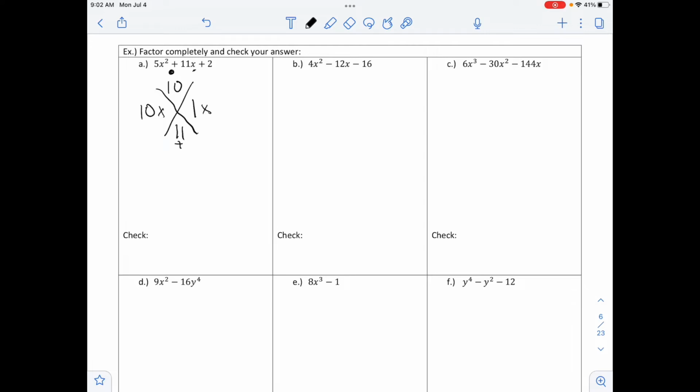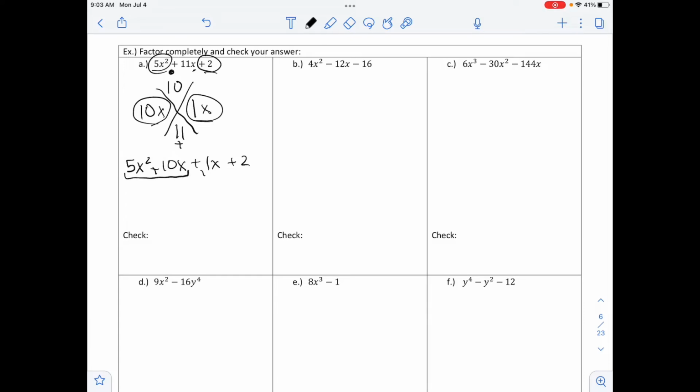So writing this out, I'm going to have my first term, which was 5x squared. I'm going to write down my two values that I just found. They're both positive, so plus 10x plus 1x. And then I'm going to write down that constant, which is plus 2. So if you notice from here, if you were to simplify, you would get the original typed problem, because you can combine 10x and 1x and get 11x.